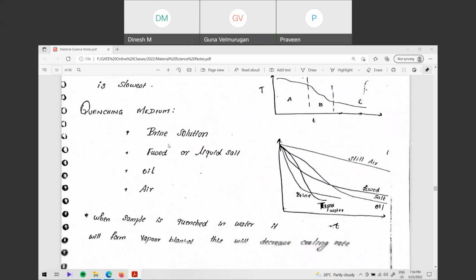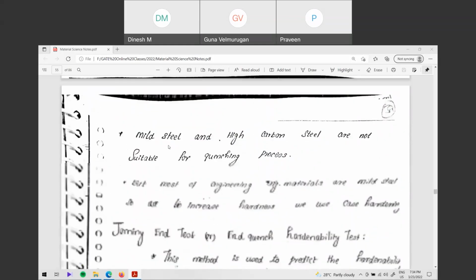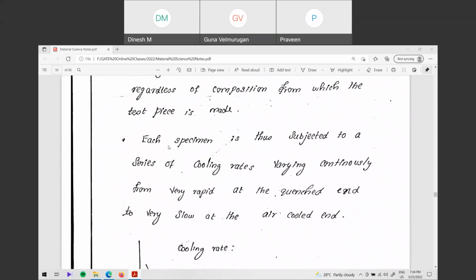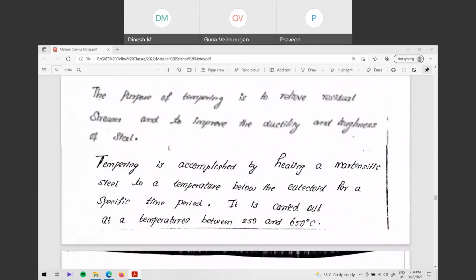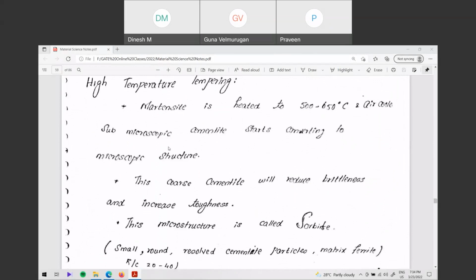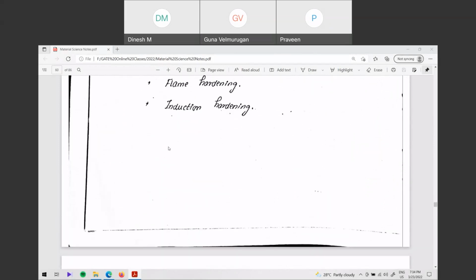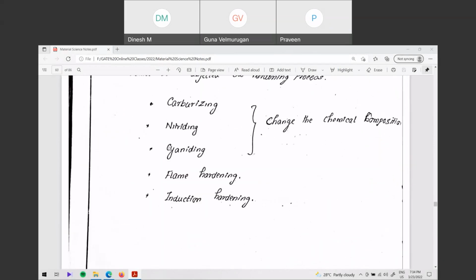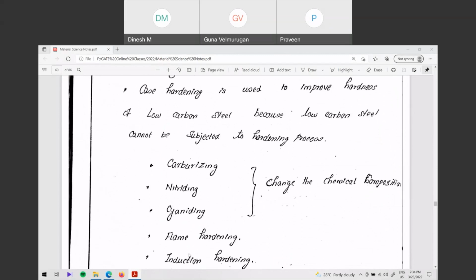Okay. And the other one is nitriding. Where is that? So, very big notes. Carburizing, nitriding, cyaniding, flame hardening, induction hardening. Okay.